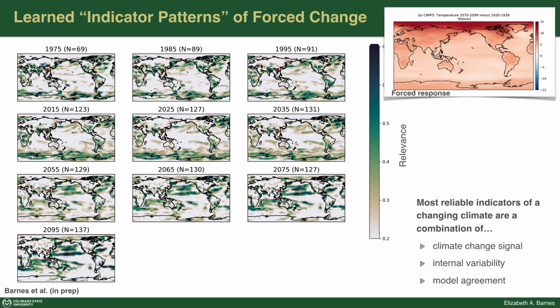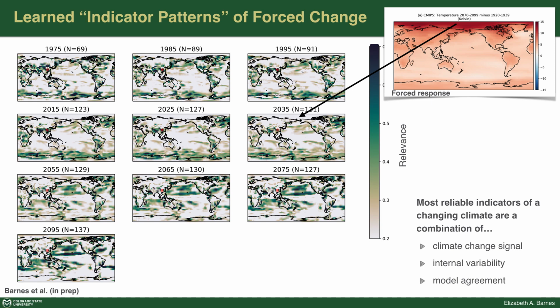Now, if you recall, the forced response to climate change looks like this, with the largest warming being over the Arctic. However, the neural network does not rely on the Arctic to make its predictions. That's because while the Arctic has a very large signal, it has very large noise as well, and climate models often disagree on the magnitude of the change. So the neural network learns to find other regions of the globe that are more reliable indicators.